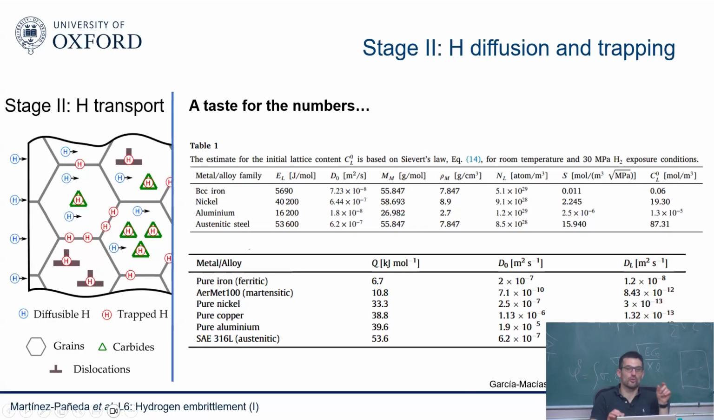So this is why I told you before, if you had a membrane this thick, in a few hours I can see the hydrogen on the other side if I have ferritic steel, but it will take me a month to see it in the austenitic steel, just because it's 8 orders of magnitude.